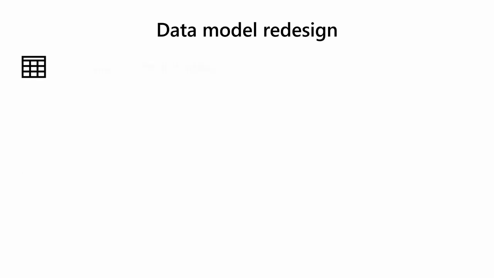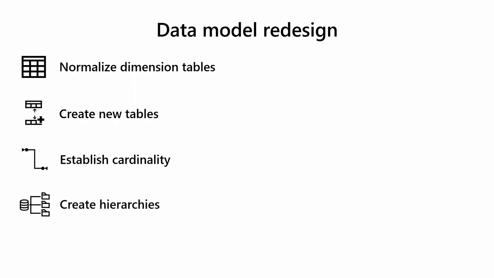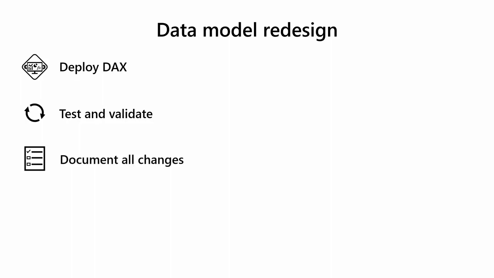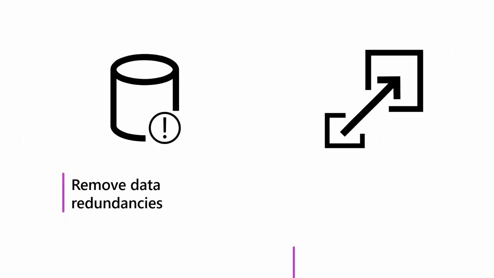You can complete this process by performing the following actions: normalize the dimension tables, create new tables where necessary, establish proper relationships and cardinality, and create hierarchies. Compute custom calculations and measures using DAX, test and validate, and document all changes. These actions will bring the following benefits to the data model. They'll improve model performance and enhance data integrity. They'll also remove data redundancies and boost the scalability of data analysis.